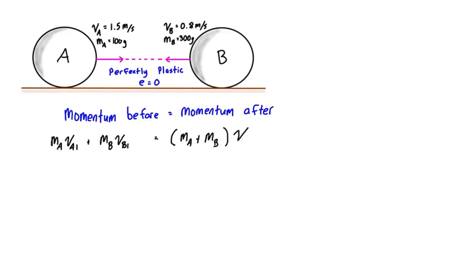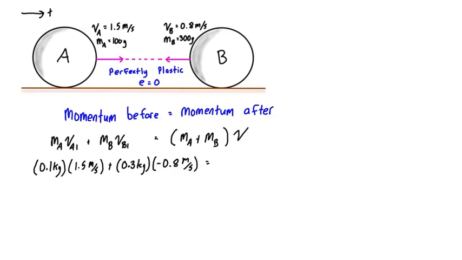So let's fill out the information that we have. We know that the mass of A is 100 grams, so that's 0.1 kilograms. The velocity is 1.5 meters per second, plus the mass of B, 300 grams, so that's 0.3 kilograms, times the velocity of B, it's negative 0.8 meters per second. And again, that's because we're defining the right as the positive direction. And this is going to be equal to MA plus MB, so that's 400 grams, so that is just 0.4 kilograms times that final velocity of the combined object.